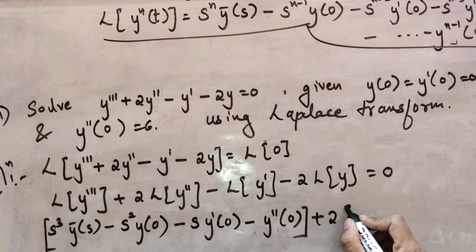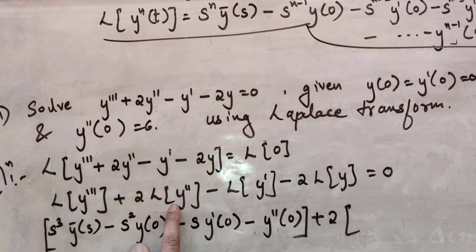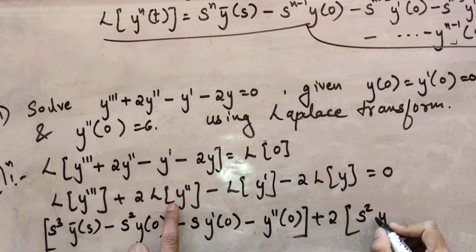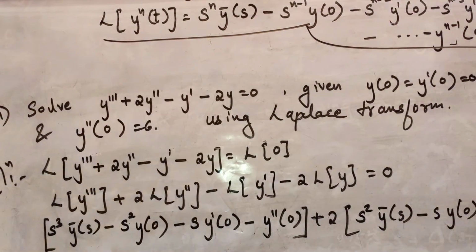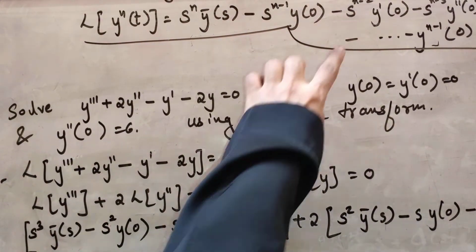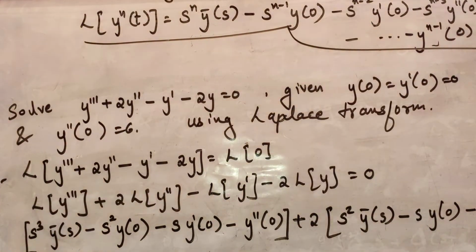Plus 2 times, now n is equal to 2. So it becomes s square y bar of s minus s y of 0. Just apply the formula, nothing else. Minus s to the power 2 minus 2 it will be the next term, so it will be s to the power 0 times y dash of 0.